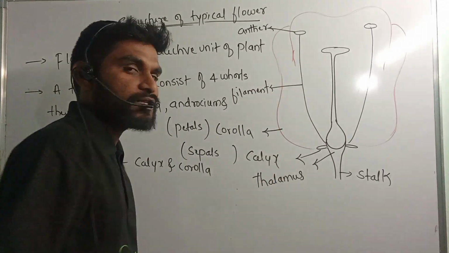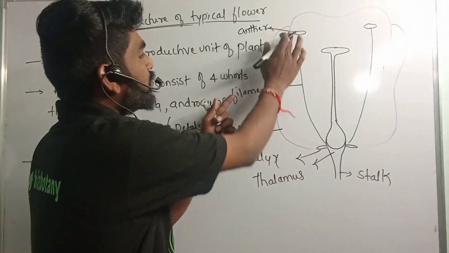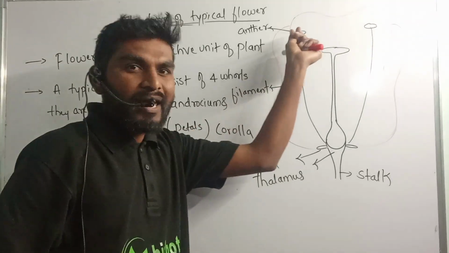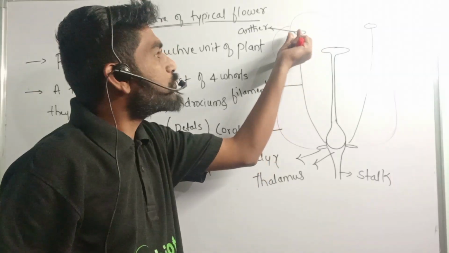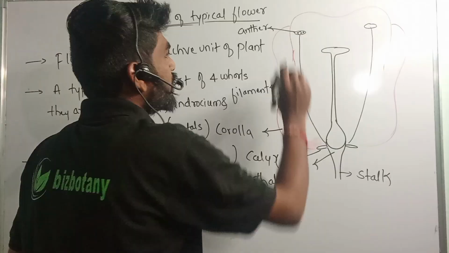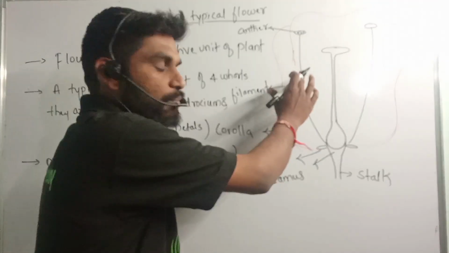Androecium is the male reproductive part of the flower. It consists of anther and filament. This anther is usually bilobed, dithecous, tetrasporangiate structure which holds the pollen grains. ऐसा pollen grains formation होंगे androecium के ऊपर.